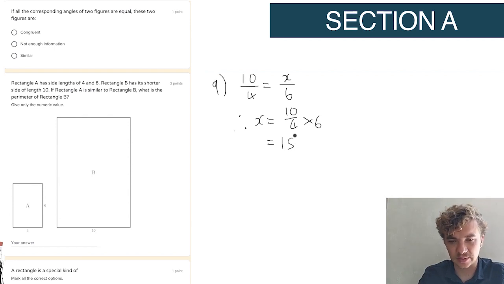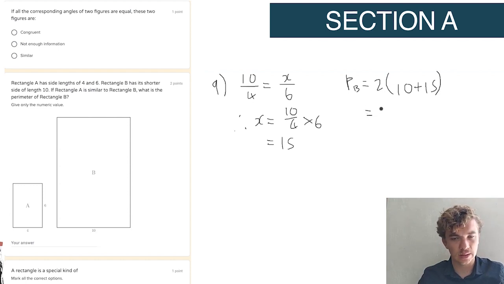Now the perimeter of B, so now we have all the sides because it's a rectangle. The perimeter of B will then be equal to 2 times 10 plus 15, because that is the two side lengths, and that's just 2 times 25, which would be equal to 50 units. So the perimeter of B is 50 units.